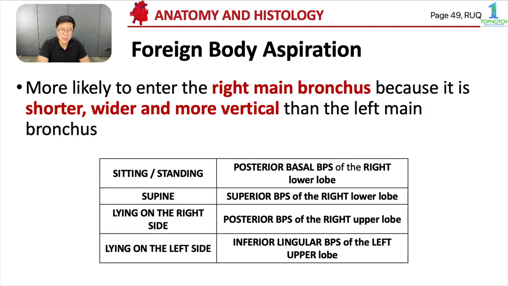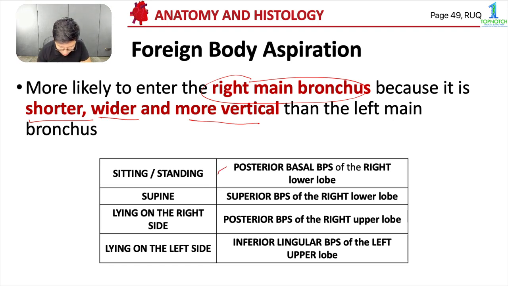So for foreign body aspiration, because of the orientation of your bronchopulmonary segments or your segmental bronchi, as well as the orientation characteristic of your mainstem bronchi, foreign bodies are more likely to enter the right main bronchus, again because it is shorter, wider, and more vertical than the left main bronchus. So depende sa position kung kailan nag-aspirate, doon magde-depend saan mapupunta.